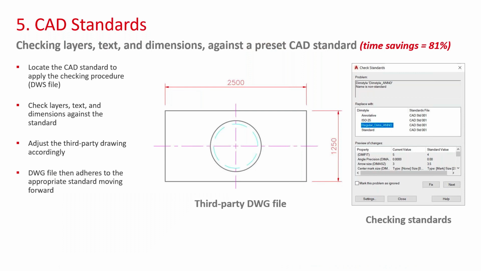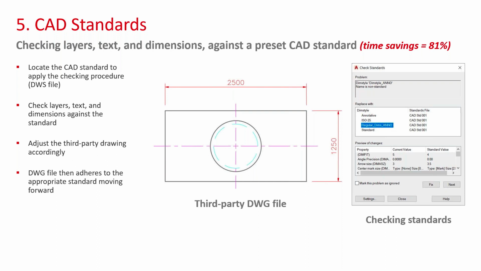Another one that I used a lot, especially when I was a CAD manager, was the CAD Standards functionality in full AutoCAD. So you've got the ability to check layers, text, dimensions, and various other things against what they call a preset CAD standard. That's your DWS file. And again, big time saving here, 81%, because if you didn't have this and you were using AutoCAD LT, this would have to be checked manually. So you'd have to go into the DWG file and literally check the properties of all the objects. What the DWS file does in the CAD standards is it checks all of that for you using that little dialog box you can see there in the slide on the right hand side.